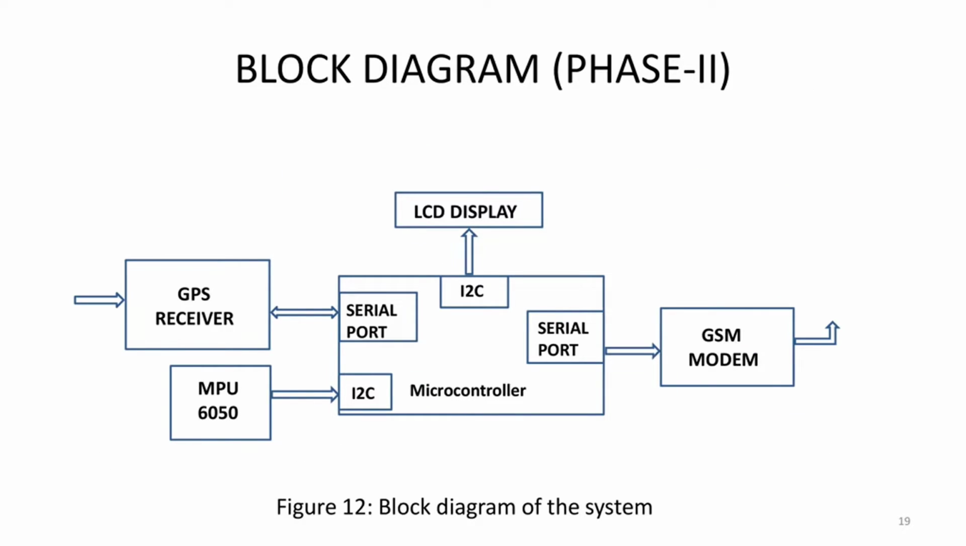The block diagram for phase 2 is shown here, where the model will start as the MPU6050 takes the input and it exceeds its threshold. It will then send its value and location with the help of GPS through GSM.